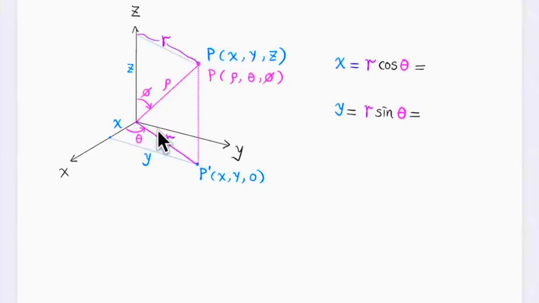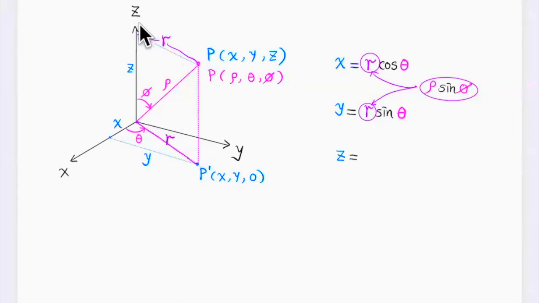Notice this r here is the same as this distance here, which is also r. Therefore, r is equal to rho times sine of phi. So we can replace this r here by rho times sine of phi and get the equations that relate x with rho, phi, and theta, and also y with rho, phi, and theta.